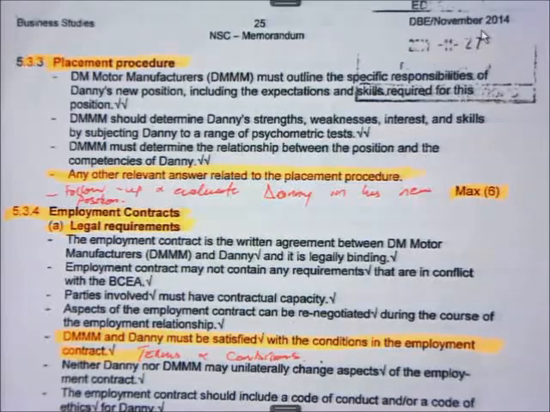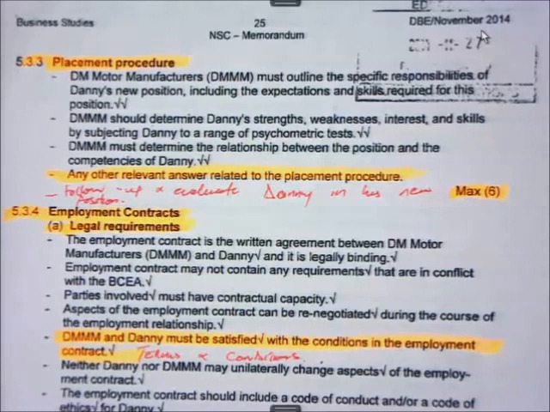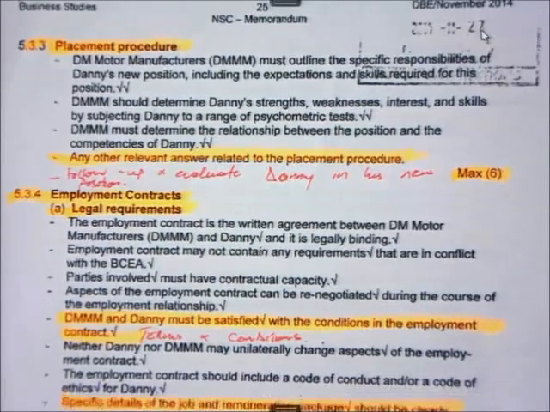DMM should determine Denny's strengths, weaknesses, interests, and so on. We talked about strengths and weaknesses that must be determined. DMM must determine the relationship between the position and the competencies of Denny, and so on. So this is a procedure that should be followed when placement is being carried out. It is also there in the presentation.